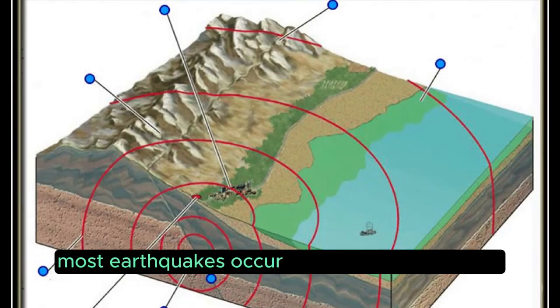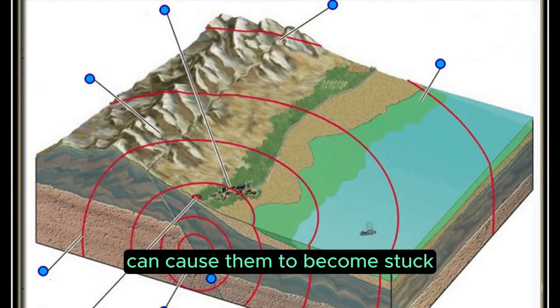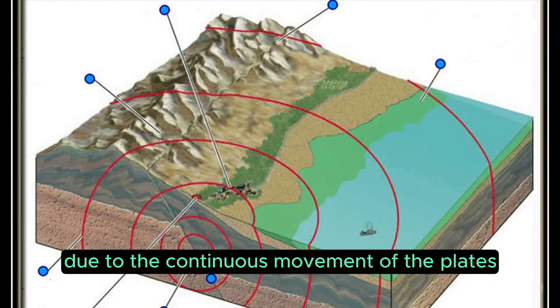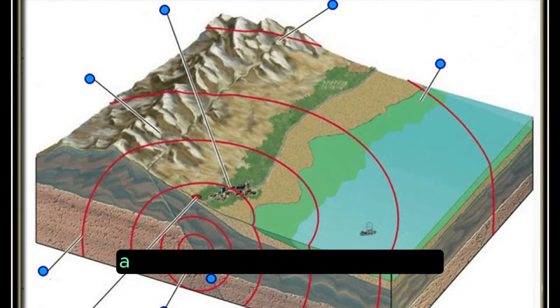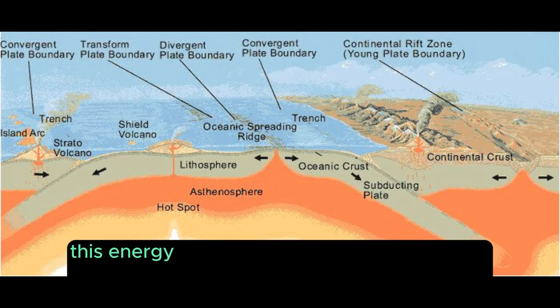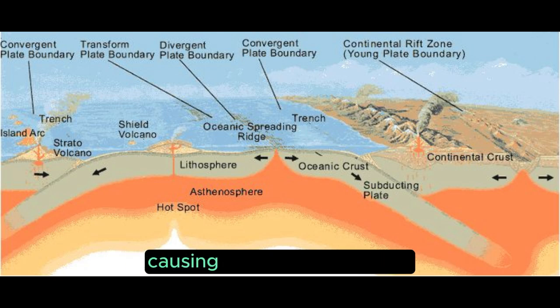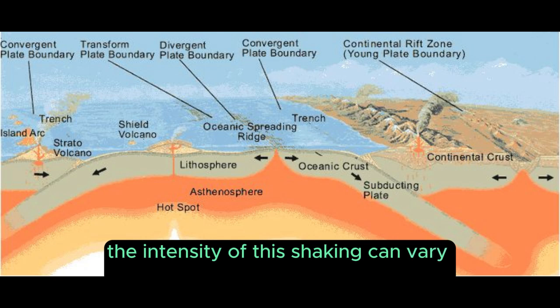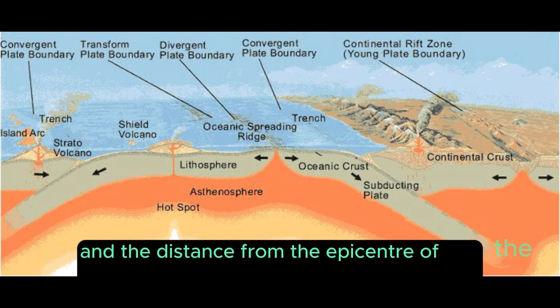Most earthquakes occur along plate boundaries, where the friction between plates can cause them to become stuck. Over time, stress builds up due to the continuous movement of the plates. When the stress exceeds the frictional force holding the plates together, a sudden release of energy occurs, resulting in an earthquake. This energy is released in the form of seismic waves, which propagate through the earth, causing the ground to shake. The intensity of this shaking can vary significantly, depending on the amount of energy released and the distance from the epicenter of the quake.